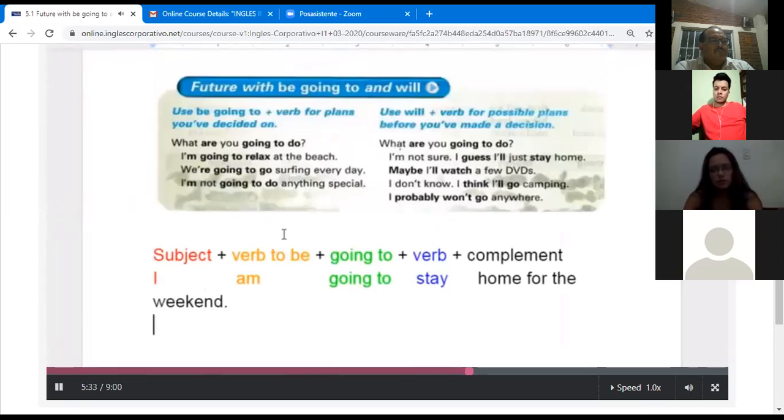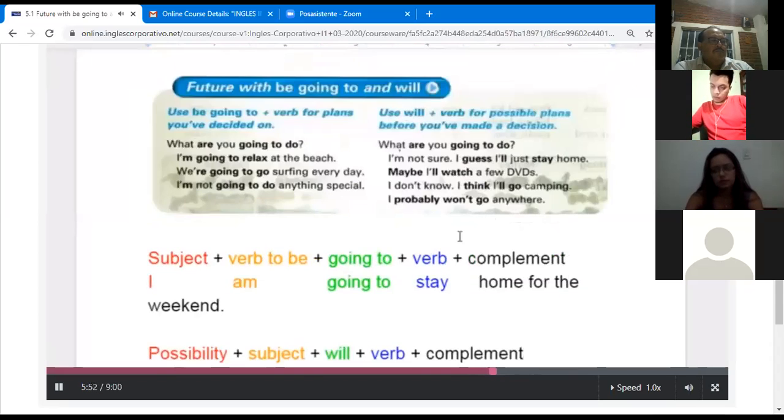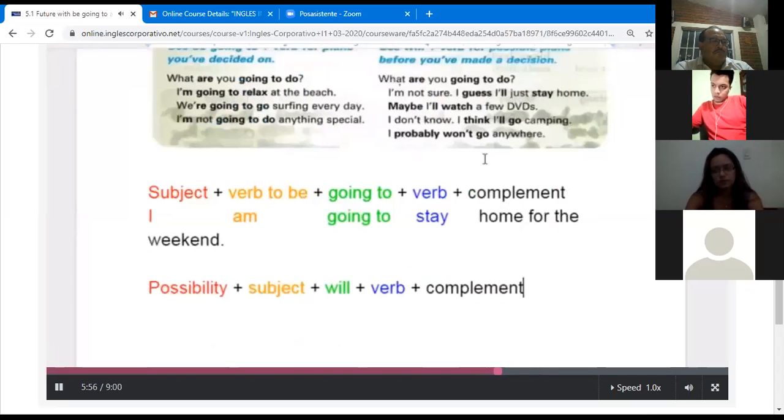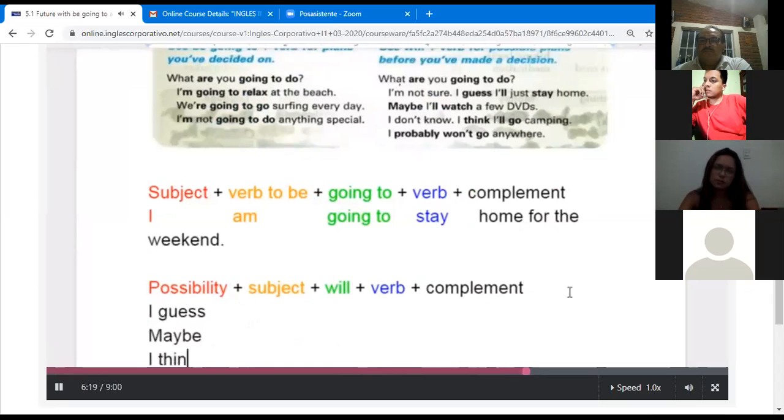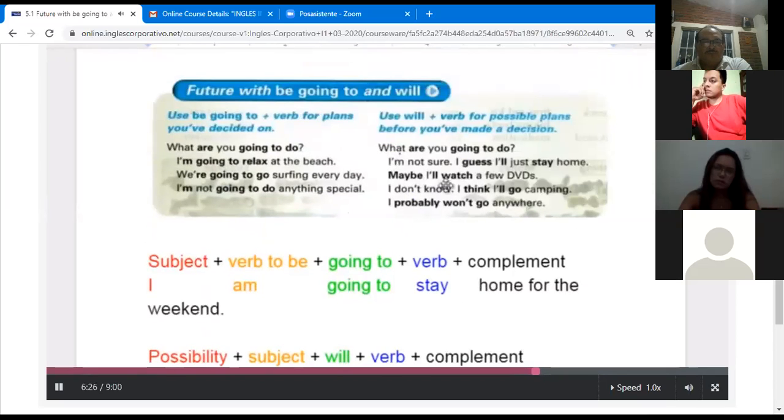Now, let me talk about things that I haven't decided on. So in order for me to talk about possibilities that will happen, then I'm going to use the expressions towards the right. Now, let me talk about the possibilities of what I'm going to do at my house. And so what I want to do is present this structure towards the right, because what I want to do is I want to think about the things that I haven't made a decision on. So in order for me to express those ideas, I want to have some sort of possibility, if you will. All right. And so what do I mean by that? Well, the expressions such as I guess, the expression maybe, the expression I think, the expression I probably, okay? And so that's what I want you to notice here, right?